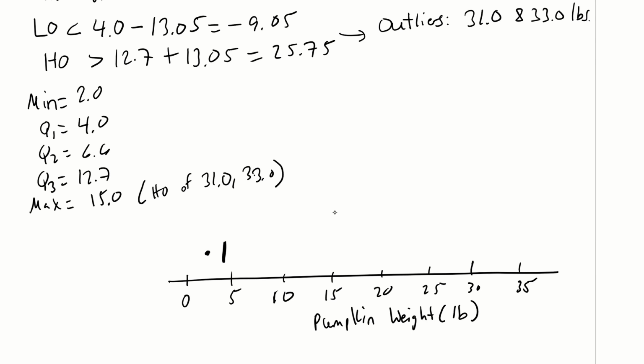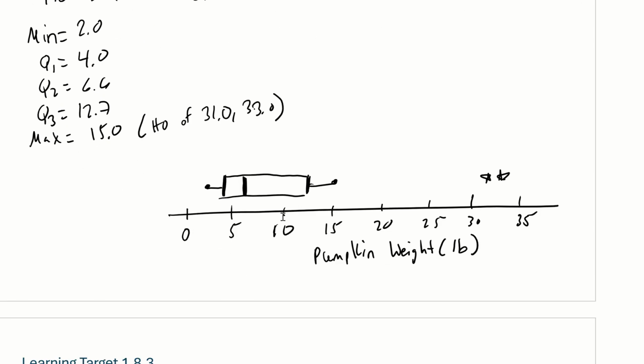We got 6.6. So it's around here. Yeah, the third quartile is 12.7, so it's like halfway here. And we got our maximum before we hit the outliers of 15 here. And we got our outliers of 31 here, and then 33-ish there. So we got our whisker there, we got our box, we got our other whisker right there. All right, so there is our box plot.